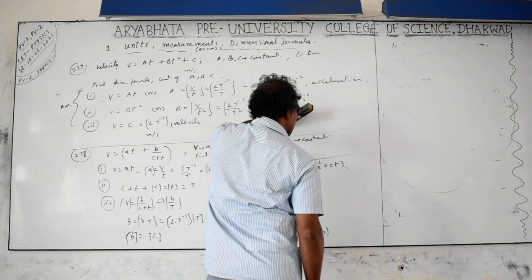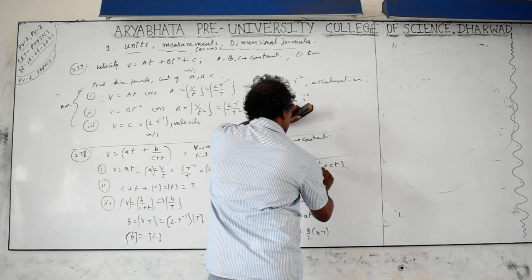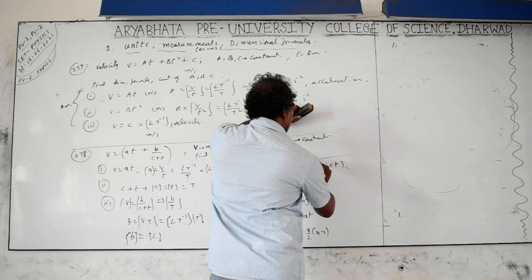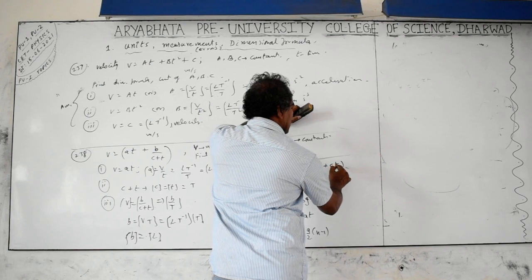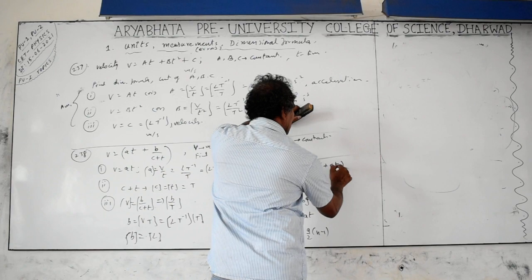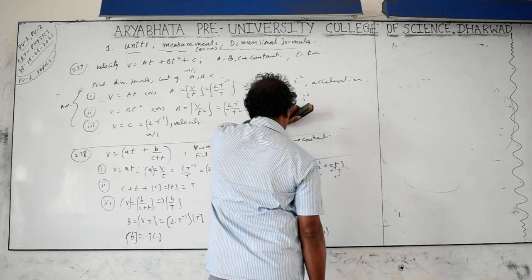L to the power of minus 1. You must be able to write it directly. L means this is going to be L minus 1, and L minus 1 with L to the power of 1 here, so you will get L to the power of 0. Next, this is a time, so the dimension formula is T. So c is supposed to be 1 by t, meaning T minus 1. So the dimension formula is T to the power of 0.